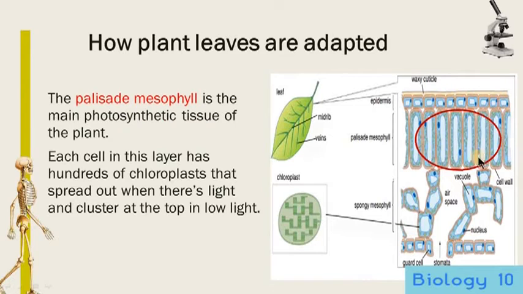Seen here is the palisade layer. This is where most of the photosynthesis takes place. It has the highest concentration of chloroplasts. They spread out around the cells where there is lots of light. When it becomes dark, they move to the top.